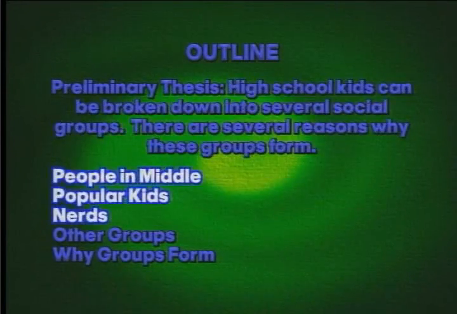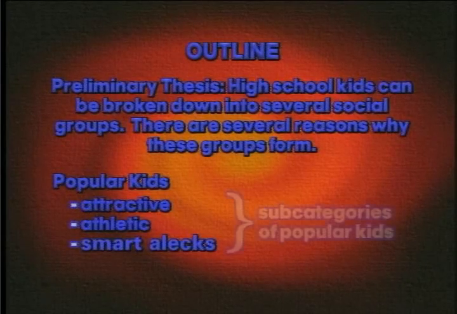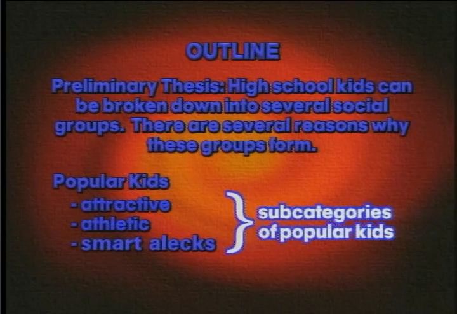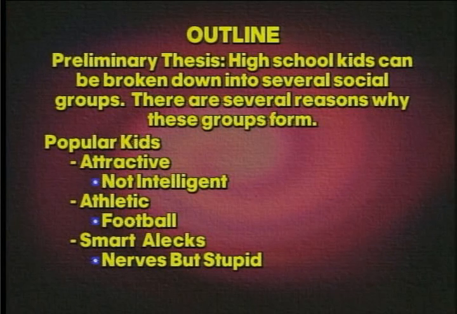Now we'll show you how to break one of these social groups into a linear outline. Let's outline the popular kids. Remember, there are several groups of popular kids: the attractive group, the athletic ones, and the smart Alex. These social groups will be represented by hyphens. These are subcategories of the larger group, the popular kids. Nathan can go into even further detail for each of these groups. These descriptions are indicated by bullets and are slightly indented from the group of popular kids. Nathan would do this for every high school group.